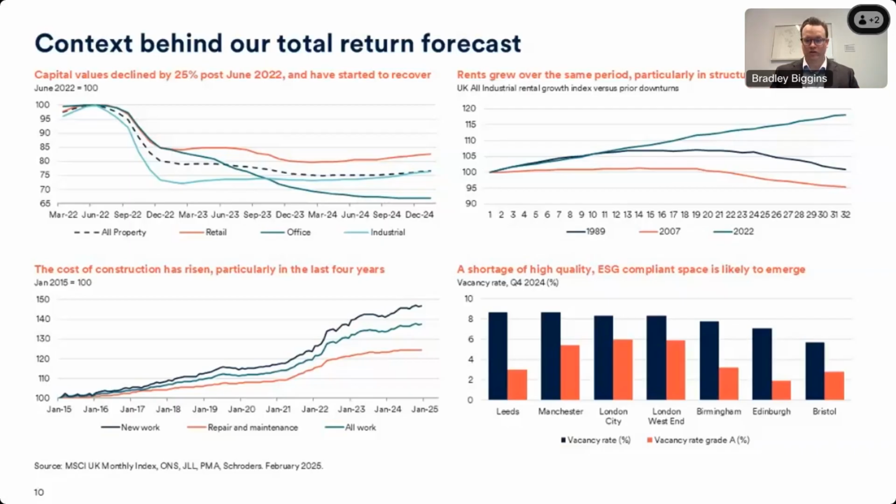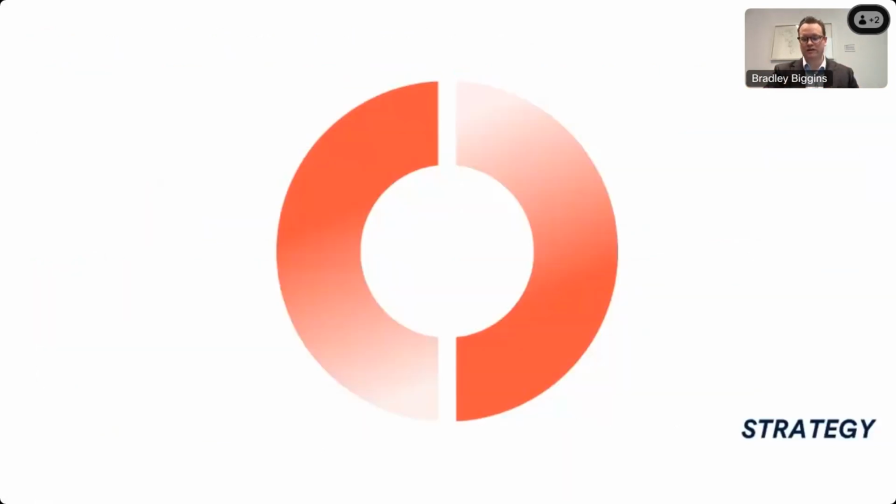But if we look at Edinburgh, for example, on the right-hand side, the vacancy rate is about 2%. That might as well be zero. So if you have an office in Edinburgh, like we do, and you're able to provide quality space, you can really push rents on. All that comes together to lead us to believe we're at a really interesting point for UK real estate.